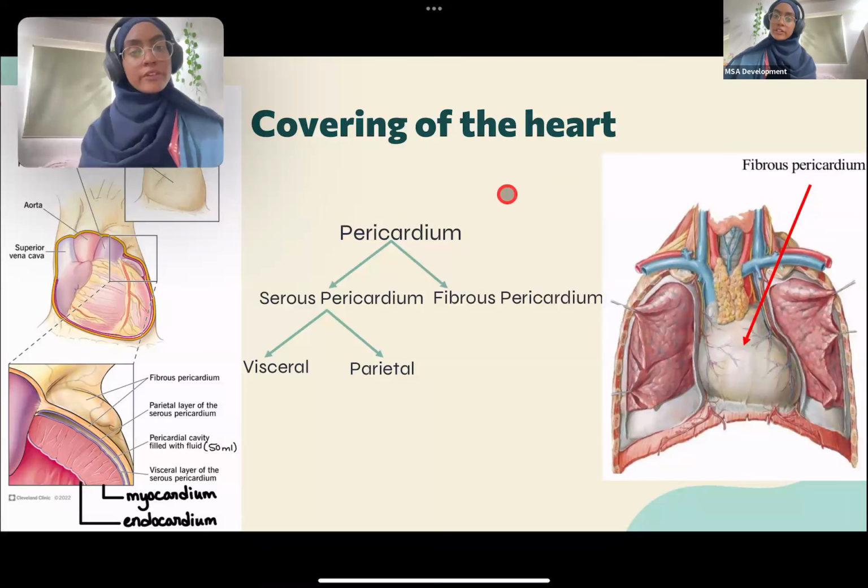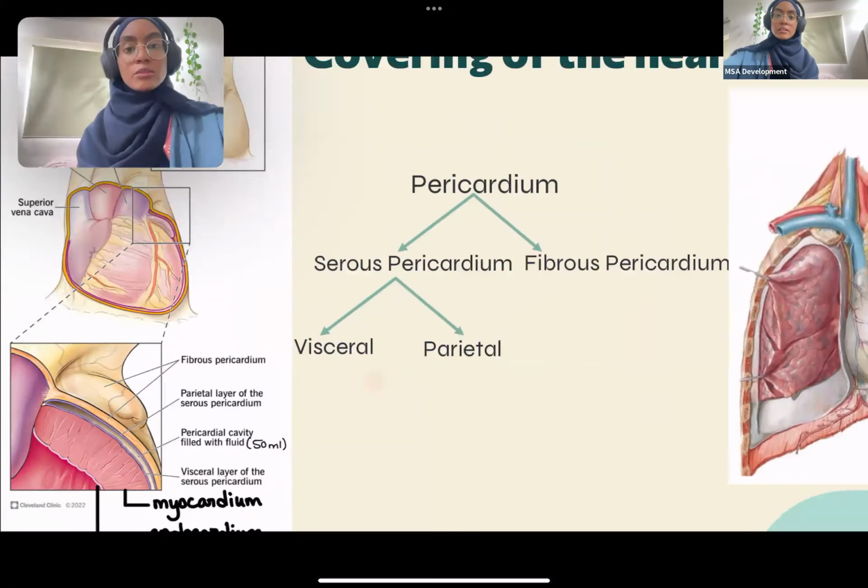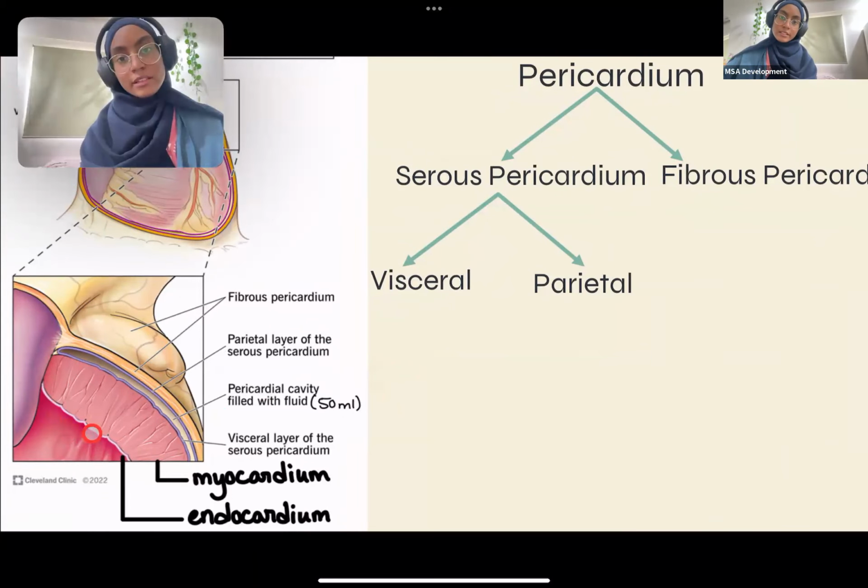Now let's talk about the covering of the heart. The covering of the heart, also known as the pericardium, is divided into two, serous pericardium and fibrous pericardium. The serous pericardium is then divided into visceral and parietal. So let's take a look at this. This is the endocardium, then the myocardium. After that, the epicardium or the visceral layer of serous pericardium. They're the same thing. Then we have the pericardial cavity filled with fluid to basically reduce friction. We then have the parietal layer of serous pericardium, and finally fibrous pericardium.